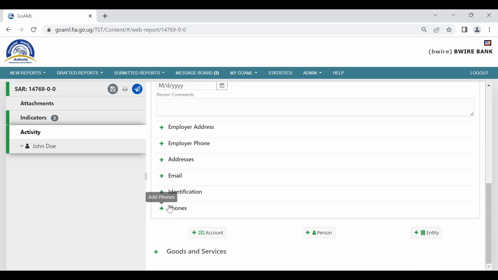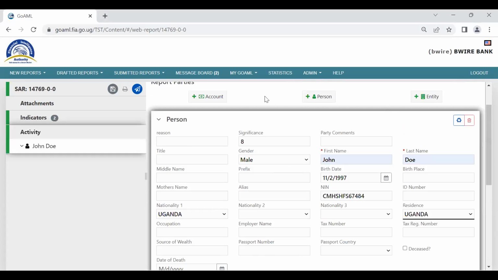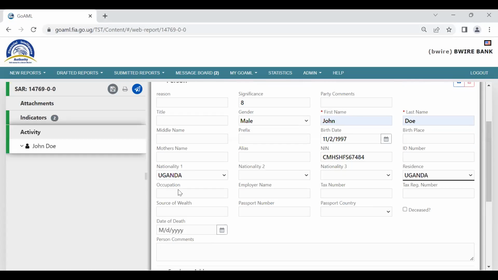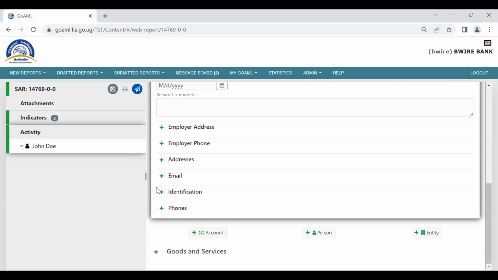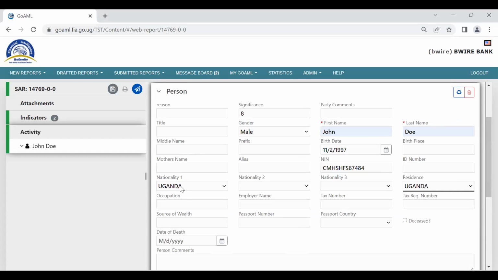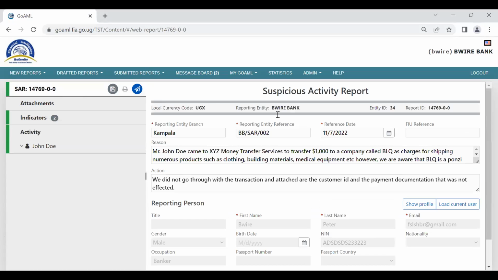I probably didn't get their phone number or address. I just captured their past time detail here. And if you have these other details, you can capture them, but most times it's just the individual information. So once everything is green, you submit. So any questions there? So like I said, suspicious activity, no transaction happened, but there's activity that was suspicious. The transaction was put off, and you report that to FIA. Once it's successful, then you submit.